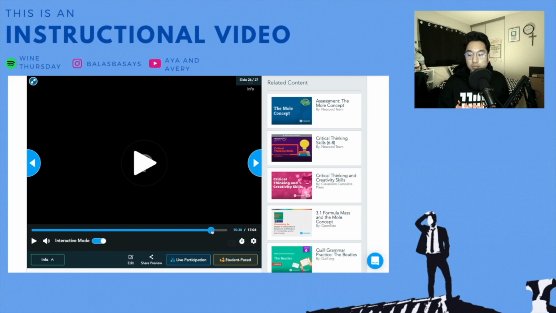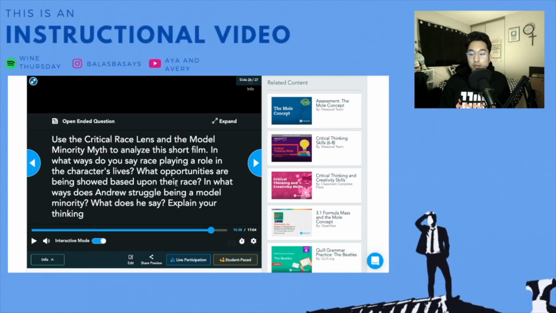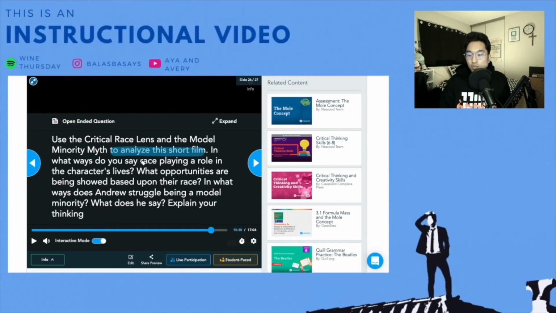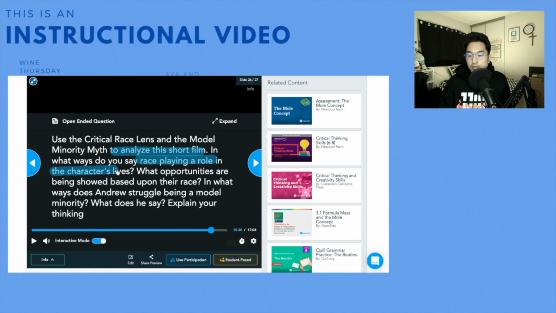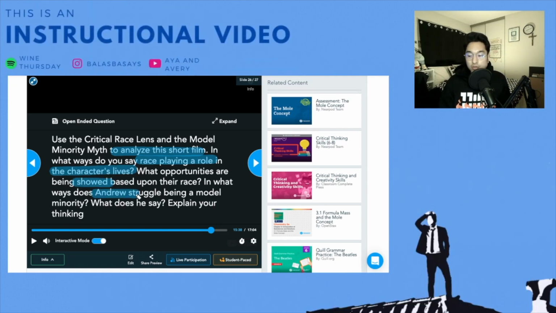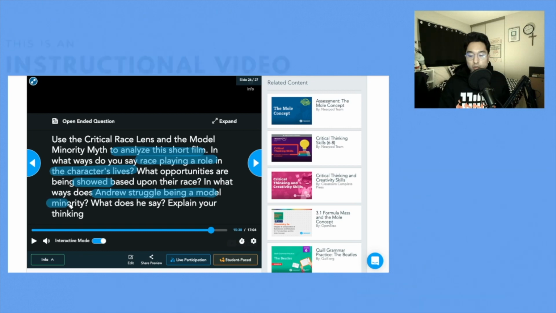Once you're finished with the film, you'll be prompted with a question to write about the following. Use the critical race lens and the model minority myth to analyze this short film. In what ways do you see race playing a role in the characters' lives? What opportunities are being shown based upon their race? In what ways does Andrew struggle being a model minority? And what does he say?